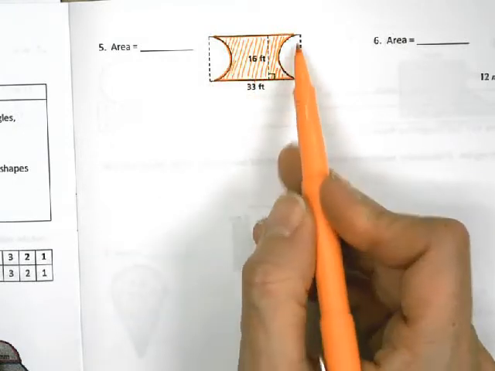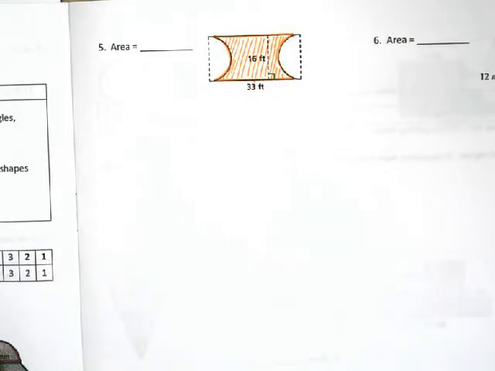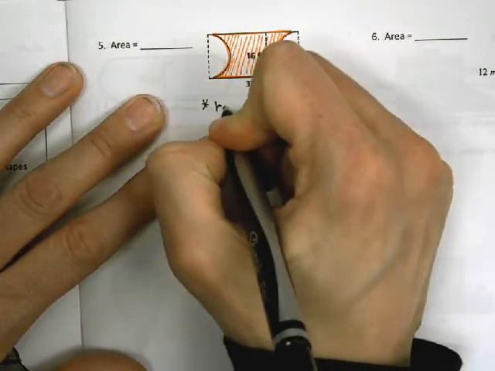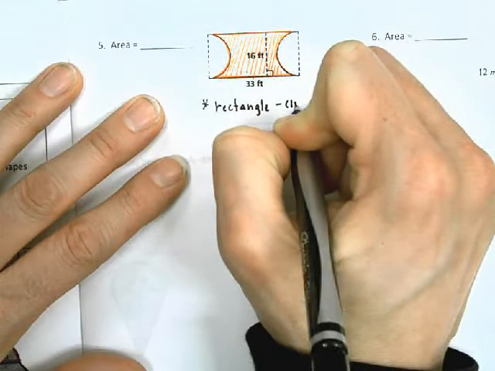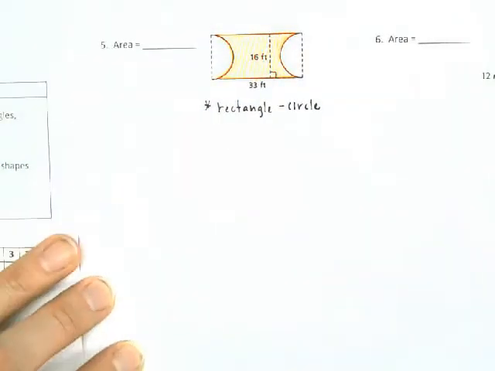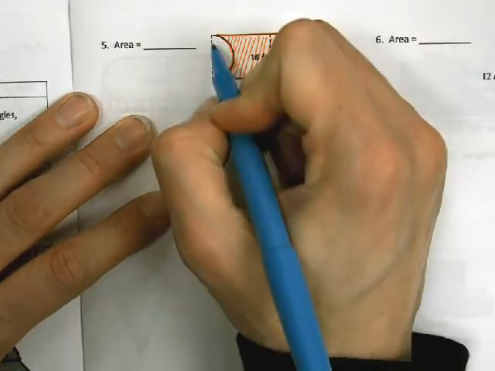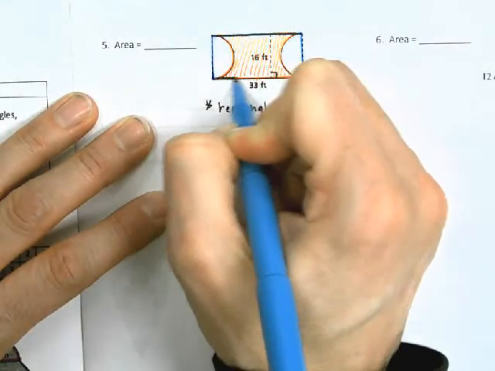Now, since those semicircles are going to have the same diameter, really what I have is a rectangle minus a circle. So I'm just going to make note of that here. We have a rectangle minus a circle, because those two semicircles are going to add up to a whole circle. So let's take first the area of our whole rectangle, which I'm going to outline in blue.